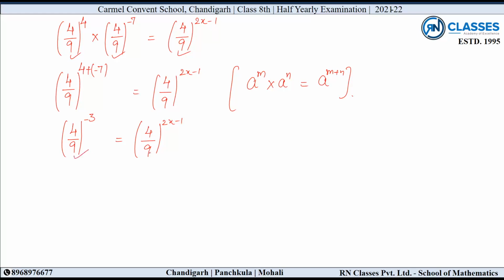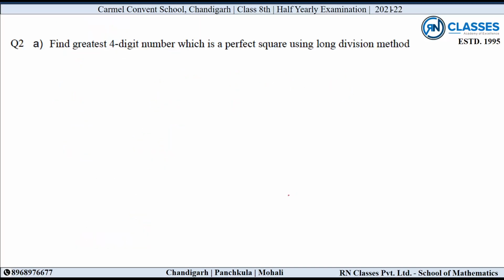अब bases are same, ठीक है, बीच में equal to है, bases are same, so power has to be same. So minus 3 equal to 2x minus 1. So minus 1 की side change करो, minus 3 plus 1 is equal to 2x. Right, so minus 2 is equal to 2x. So x is equal to minus 1. You got your answer. Right? So moving on to question number 2.